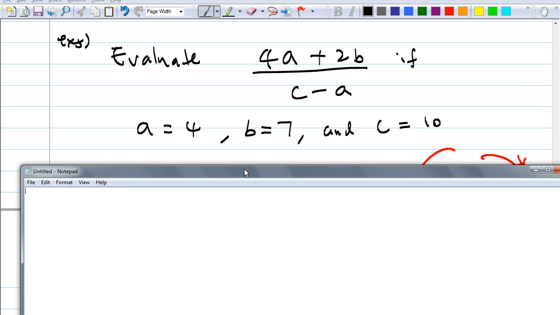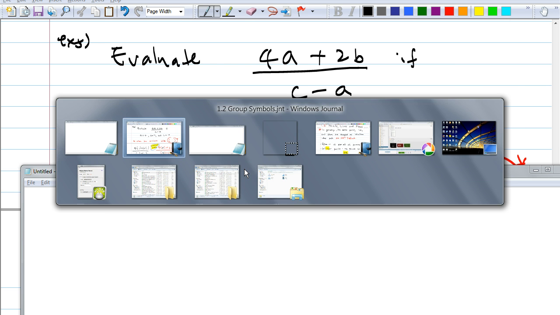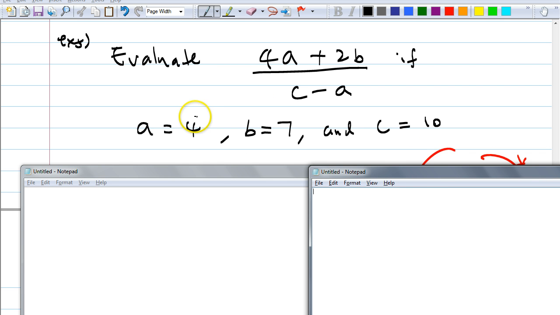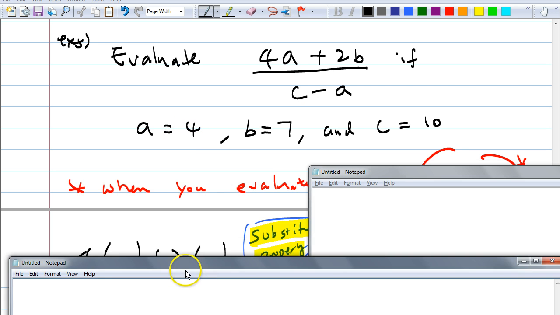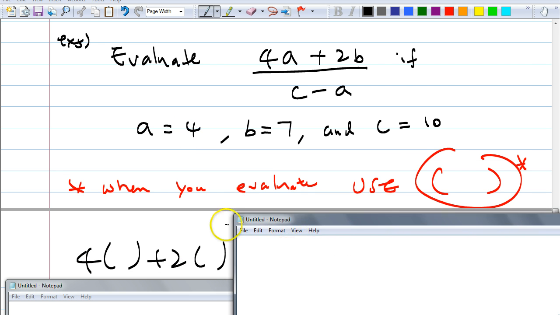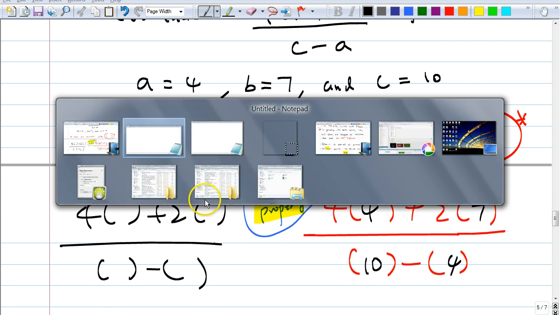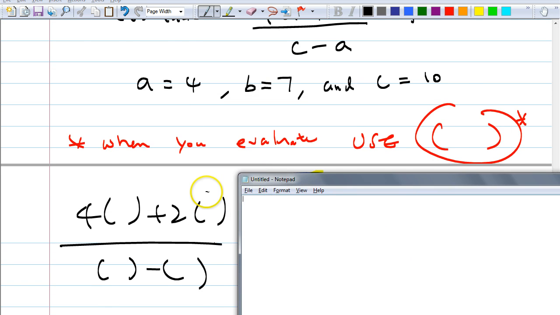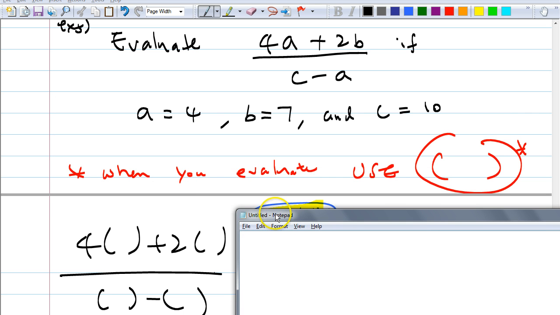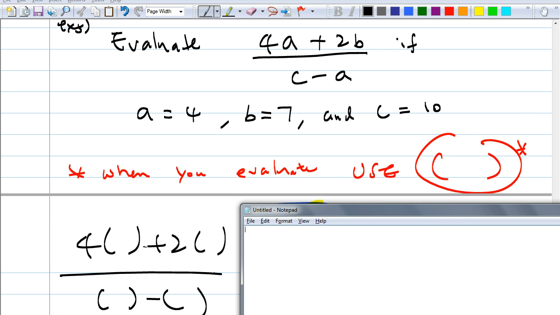When you evaluate, don't do this yet. Basically you're plugging it in, right? When you plug in things, I want you to use parentheses. Please do this. What I mean by that is, I want you to write this: 4, parentheses, 4 times something, plus 2 times something, over something minus something. Then I want you to plug it in.